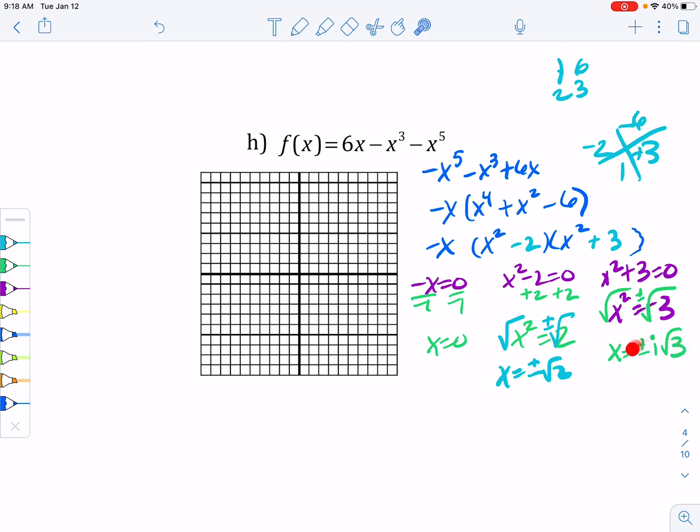Remember that this is imaginary, so this will not show up on your graph, okay? Because this is our real numbers and this is imaginary. So this won't show up on our graph of our x-intercepts. These, however, will. Well, I'm not sure what root 2 is.